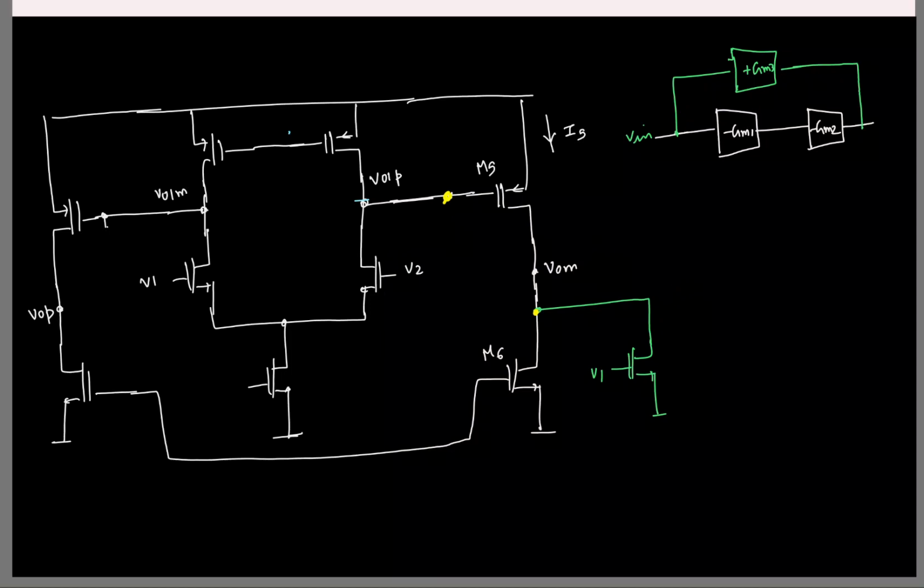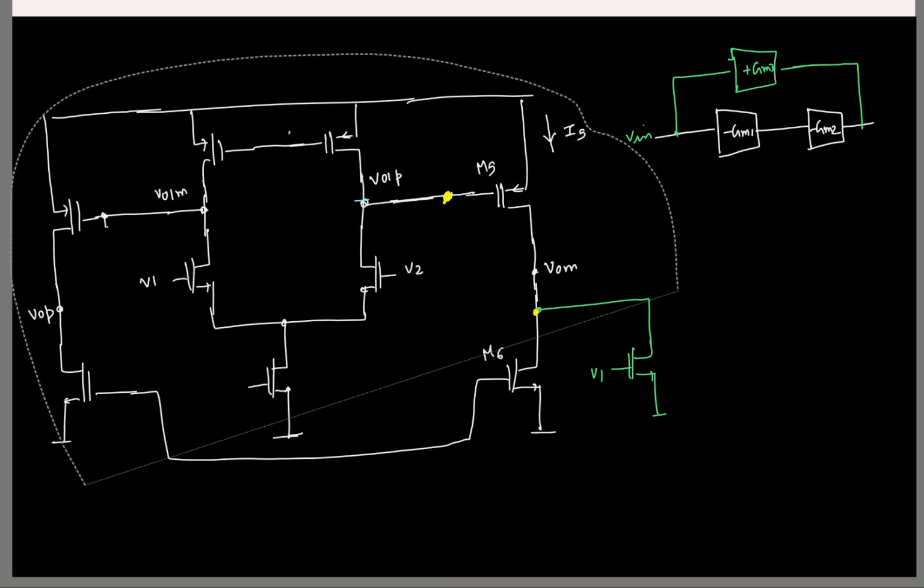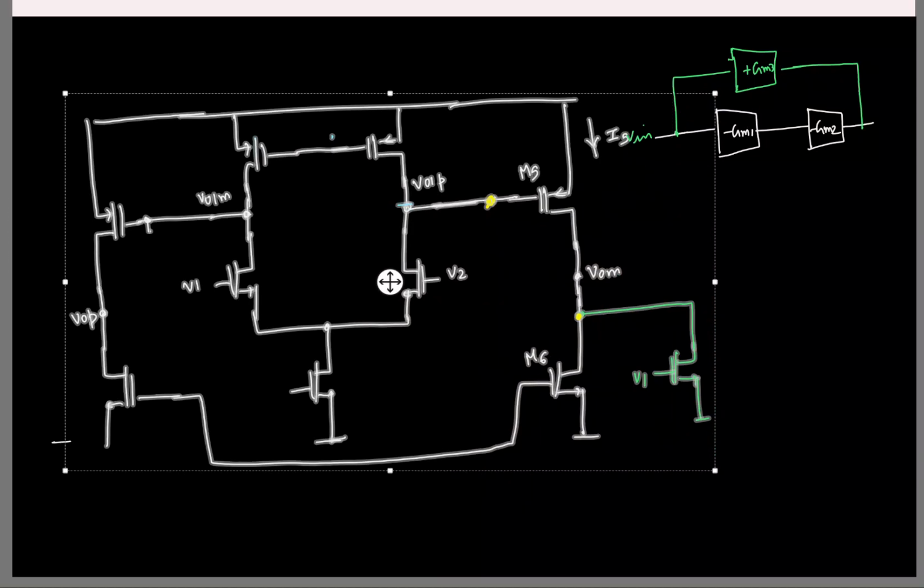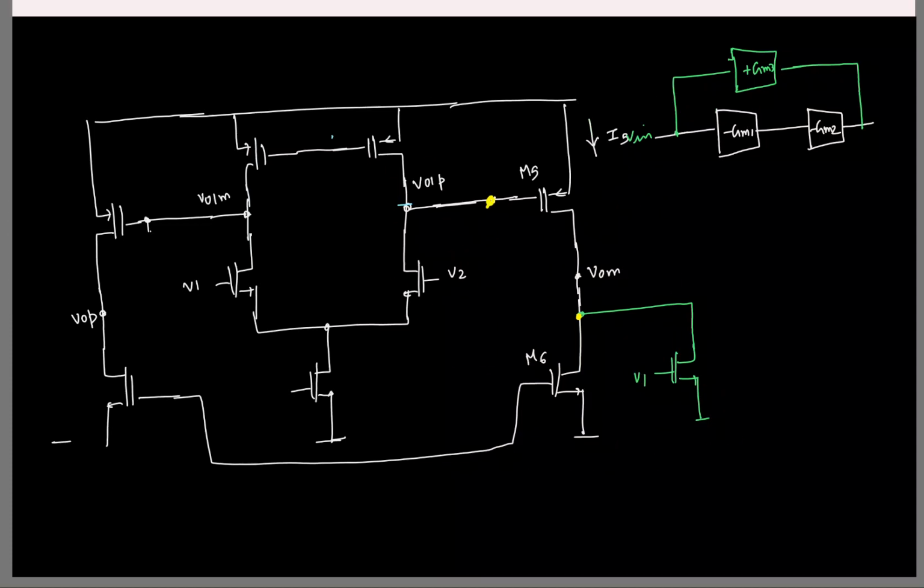So similarly at the other side I will have to go and connect one more GM. So let me make space here. So here I will have to go and connect one more GM whose input is connected to V1, sorry, V2. Okay.